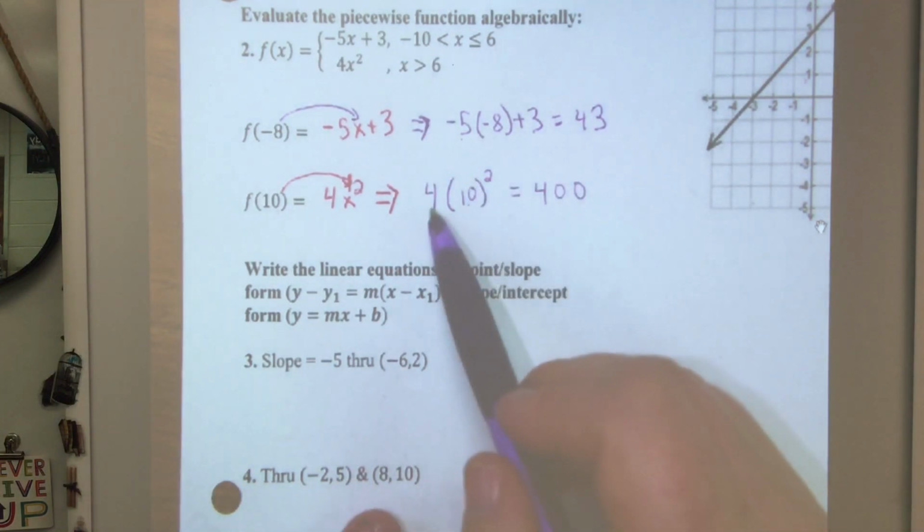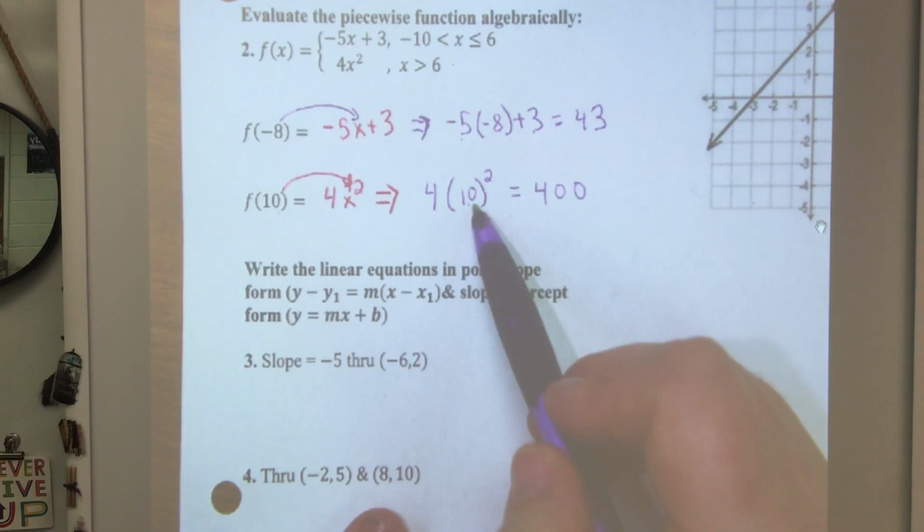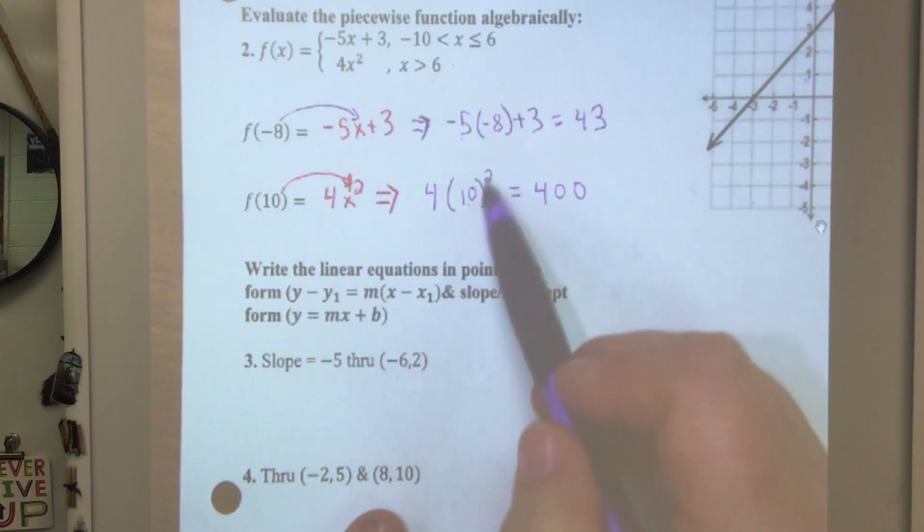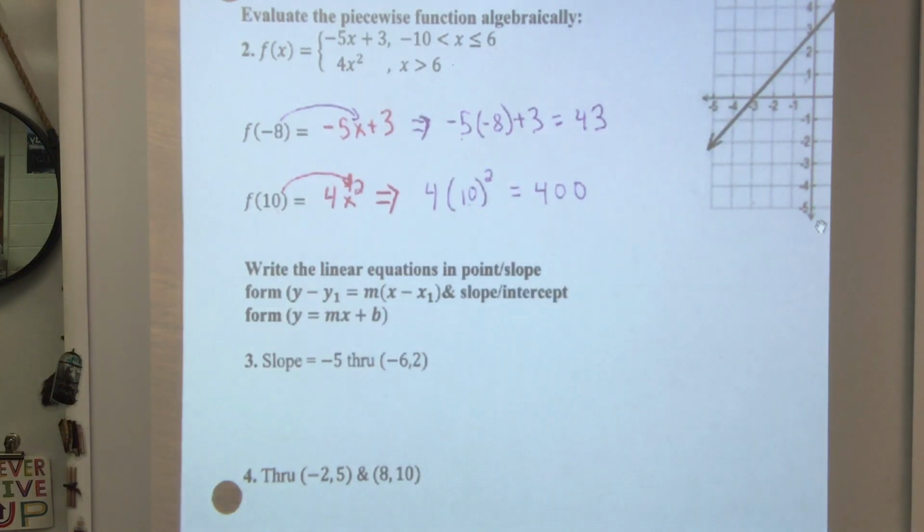Do not go 4 times 10 is 40 and square that. You have to use your order of operations, parentheses and exponents first.